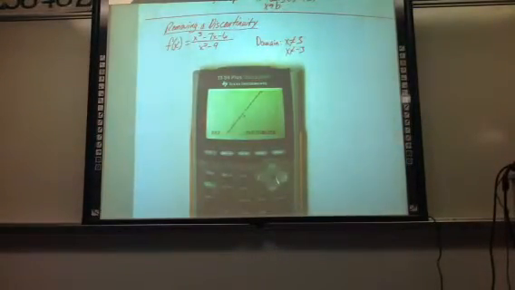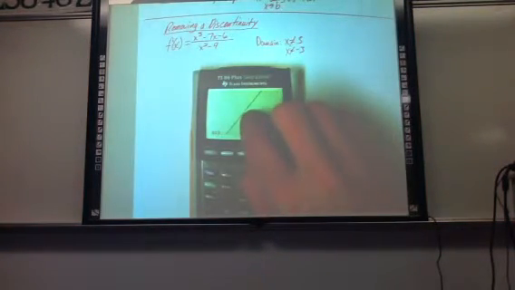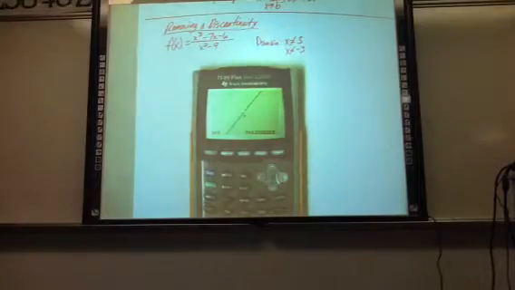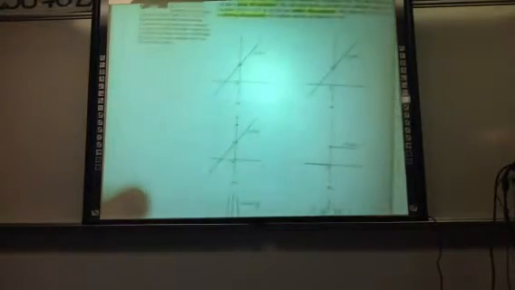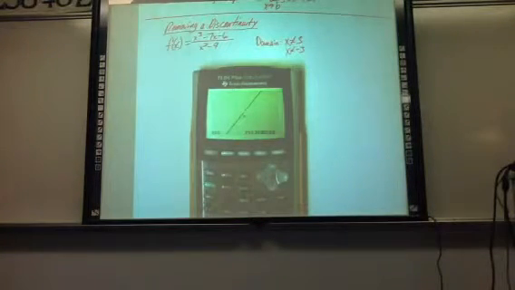How do you know it's removable? Because there's just a hole there. Remember the sheet I gave you? When there's just a hole in the discontinuity, it's removable. As in you could put a point somewhere else. Not somewhere else necessarily. Here's what we're going to do.